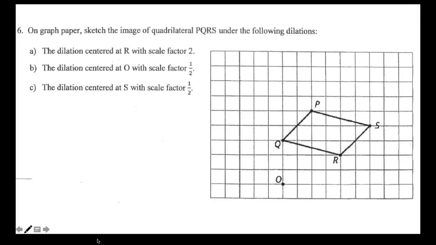Number 6. On graph paper, sketch the image of quadrilateral PQRS under the following dilations. Okay, so this is not multiple choice. This is 3 separate problems. So we're going to start with A. Dilation centered at R with a scale factor of 2. So because our center is R, we're going to draw our rays from R through the other vertices of our shape.